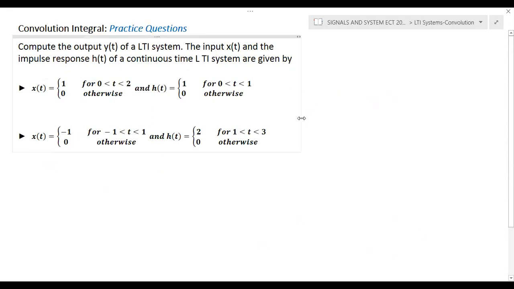I'll also give you two practice questions. Please try to perform these two questions again using the graphical method. Again, it's a pulse. x of t is 1 from 0 to 2, so 2 units, and h of t is equal to 1 for 1 unit. And next question: x of t is equal to minus 1 for the duration minus 1 to 1, and h of t is equal to 2 for the duration 1 to 3.